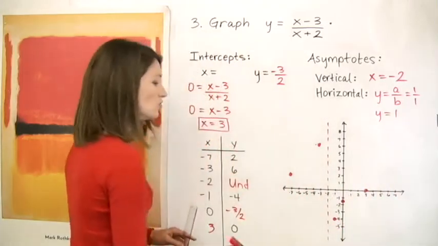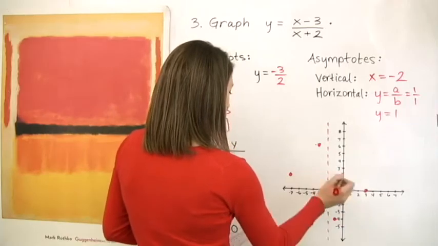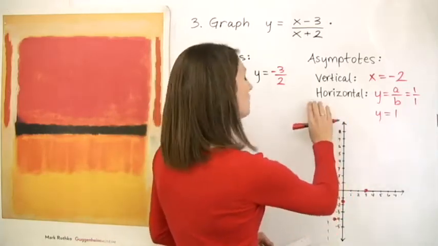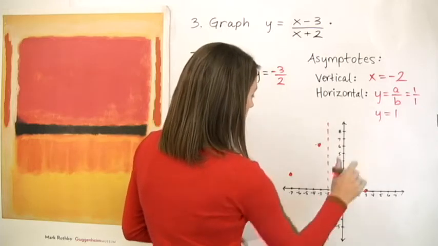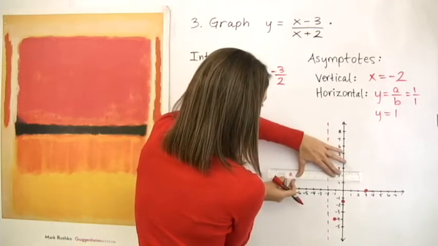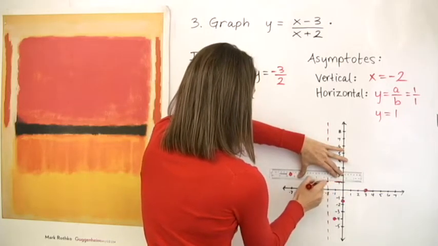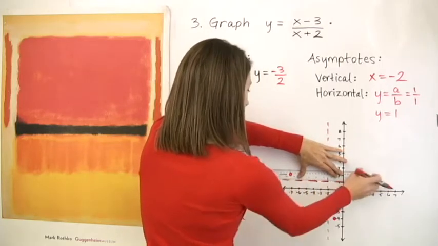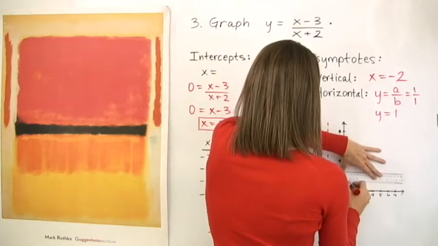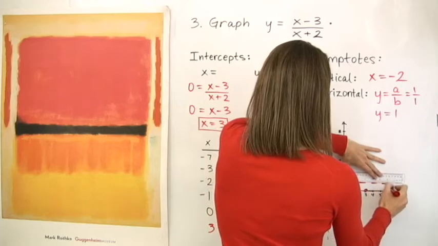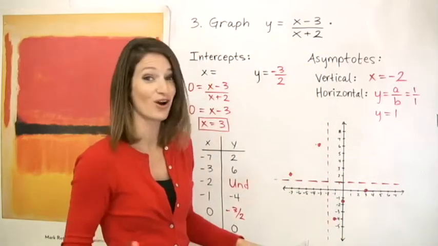Okay, so knowing the general shape of our rational function, oh, you know what? We have one more thing we need to plot. We need to add our horizontal asymptote. So at y equals 1, we can say this is our horizontal asymptote, which is, again, the horizontal line which our function will get very close to but not cross. So that helps us even more to shape our graph.